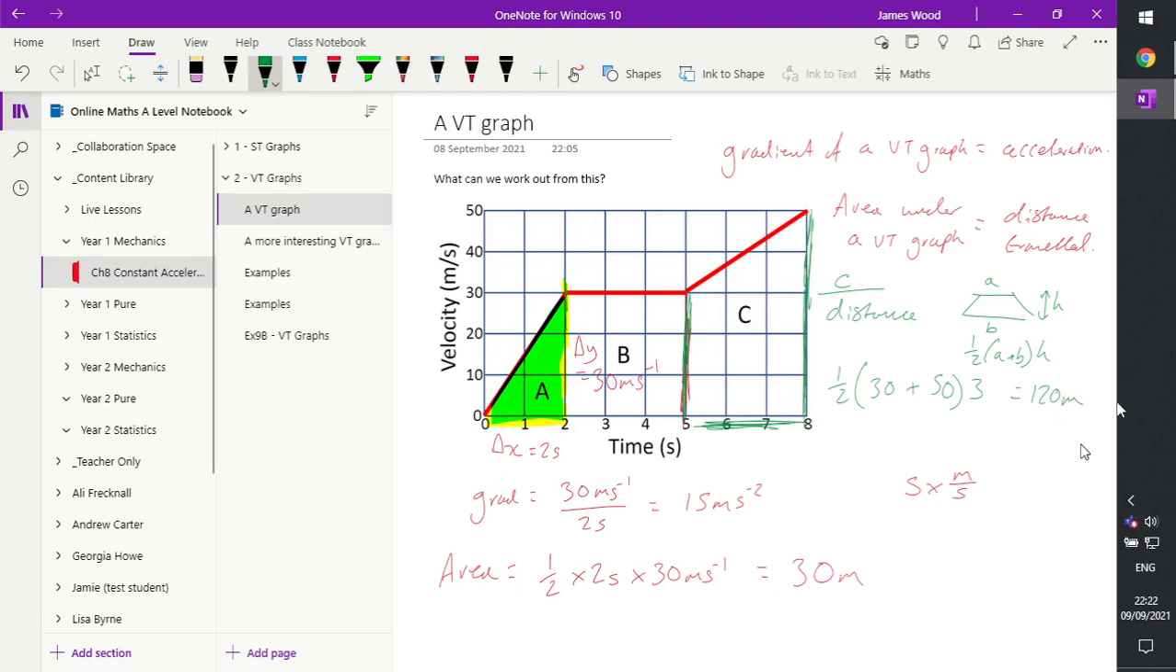Okay, so we've got two facts here. On a VT graph, we can find the gradient, which gives us the acceleration, and we can find the area underneath it, which gives us the distance travelled.